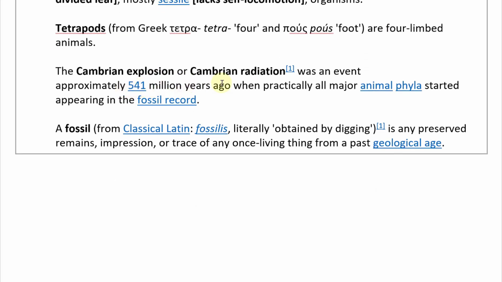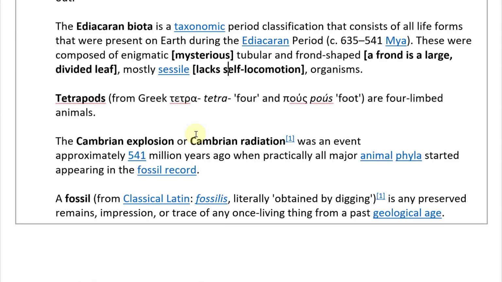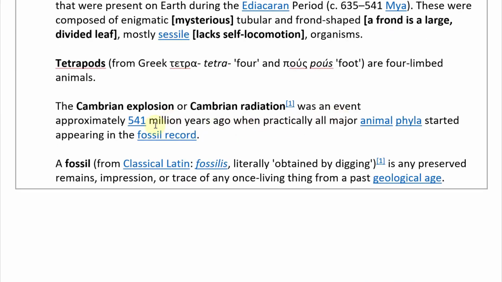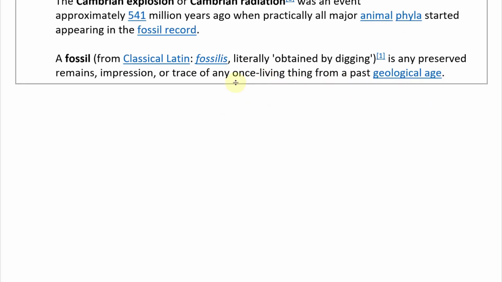The Cambrian explosion or Cambrian radiation, that's right over here. It's Cambrian explosion right here, just before all the bunch of insects and bigger animals started rising. So the Cambrian explosion or Cambrian radiation was an event approximately 541 million years ago, when practically all major animal phyla started appearing in the fossil record. And a fossil, from classical Latin fossilis, literally meaning obtained by digging, is any preserved remains, impression, or trace of any once living thing from a past geological age.